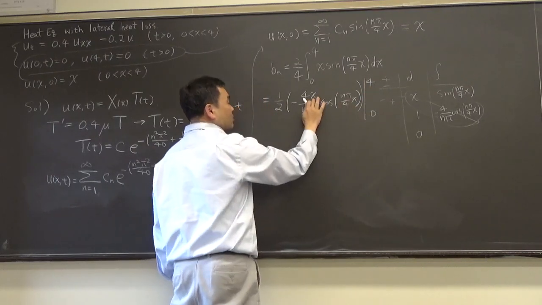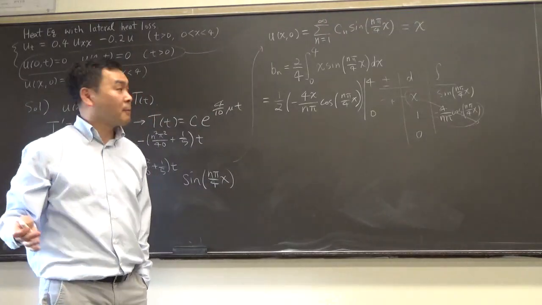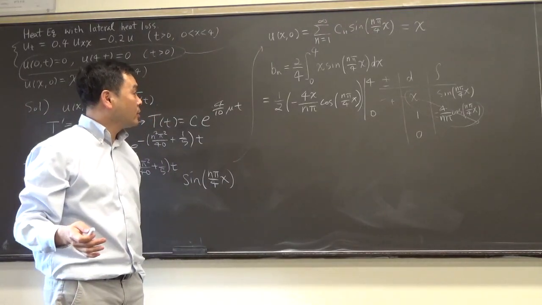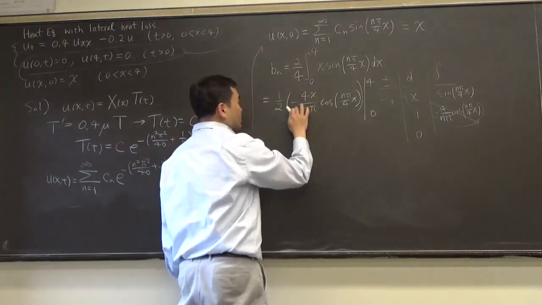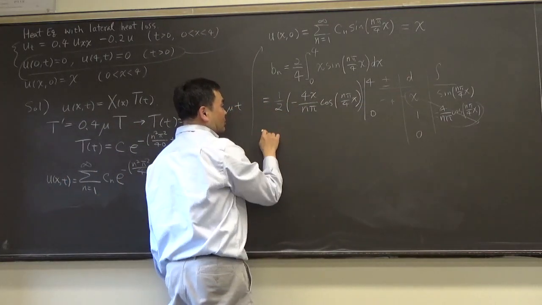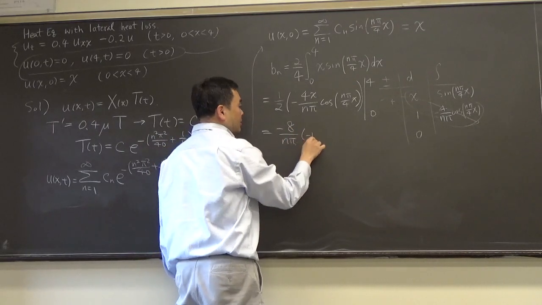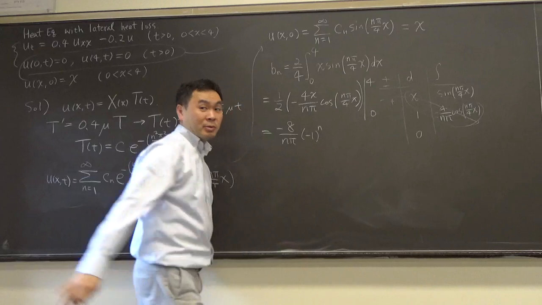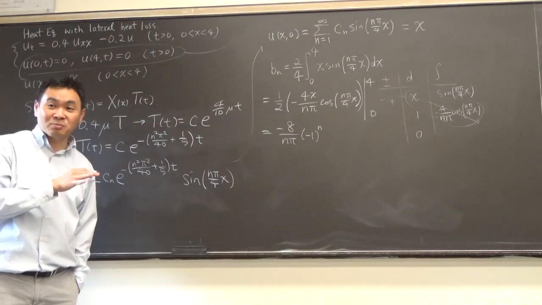And when you plug in 0, 0 times x doesn't give you anything at all, right? However, if you plug in 4 for x, that's negative 16 divided by 2, so it's negative 8 over n pi, negative 1 to the nth power, because cosine n pi is negative 1 to the nth power. Is this okay?